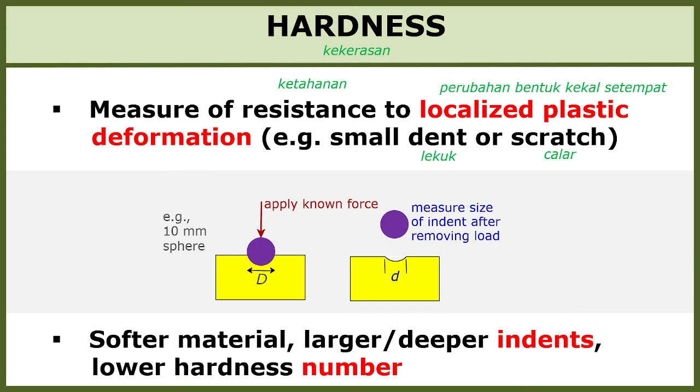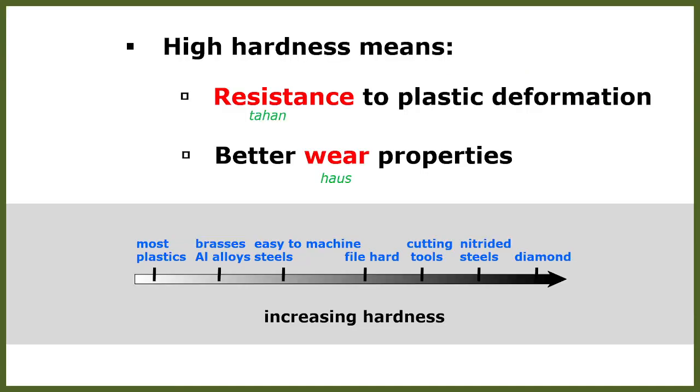A material which has a larger or deeper indent has a lower hardness number. A high hardness material is one that has resistance to plastic deformation. Plastic deformation is a permanent deformation on a material. And a material with high hardness has better wear properties.